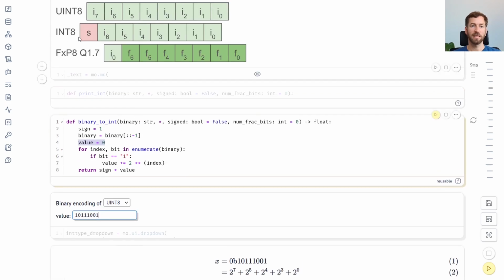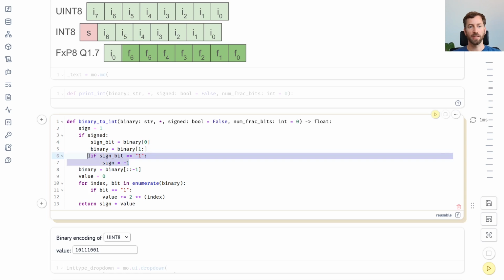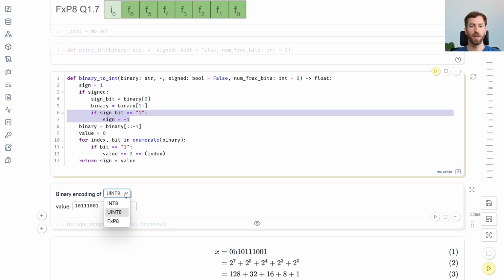Let's now have a look at signed integers. Signed integers have a sign bit. This means whenever the sign bit is 1, then we define the result to be negative. Everything else is like for unsigned integers. So let's also generate some examples.